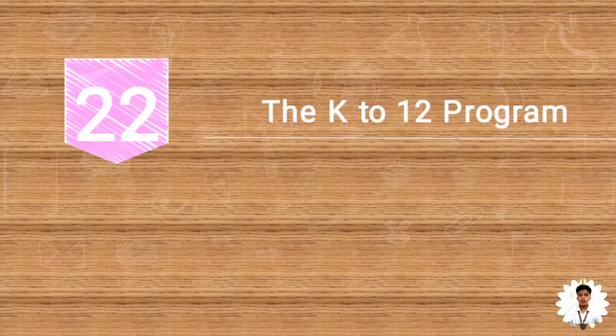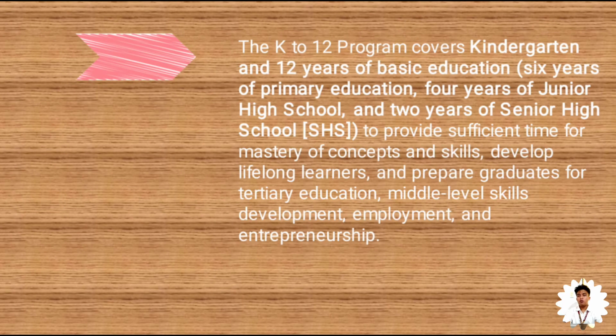So next is the K-12 program. The K-12 program covers kindergarten and 12 years of basic education, 6 years of primary education, 4 years of junior high school, and 2 years of senior high school to provide sufficient time for mastering the concepts and skills, develop lifelong learners, and prepare graduates for tertiary education, middle level skills development, employment, and entrepreneurship.